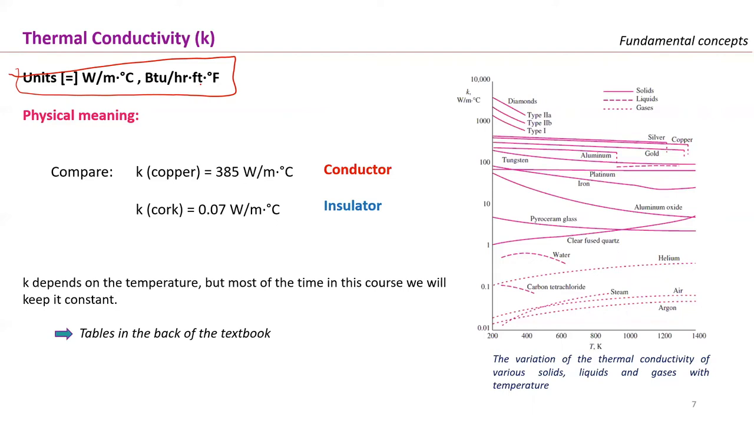It can tell us how a material behaves, if it behaves as a conductor or as an insulator. Typically, if we have very high values of K, like in copper, for example, that has a thermal conductivity value of 385 watts per meter Celsius, that means we are dealing with a conductor. And when we have very low values of K, like in the case of cork, that is 0.07 watts per meter Celsius, that means we are dealing with an insulator. So the K value can tell us how the material behaves, as a conductor or as an insulator.